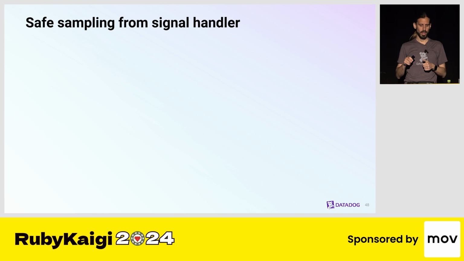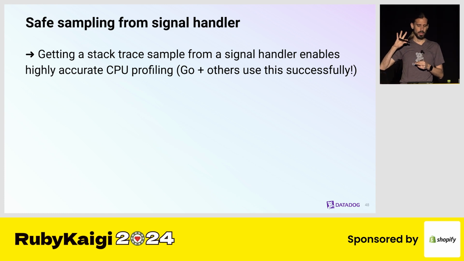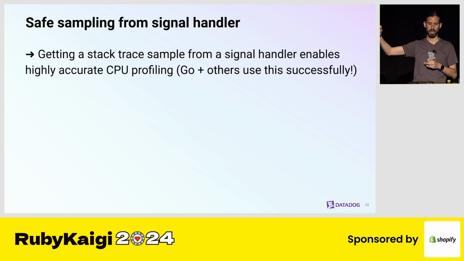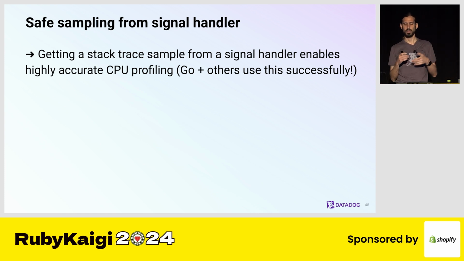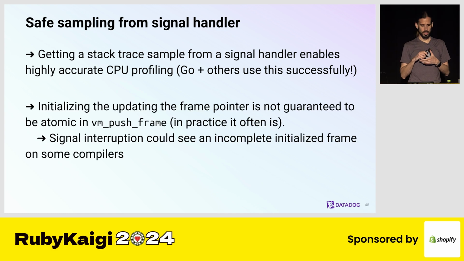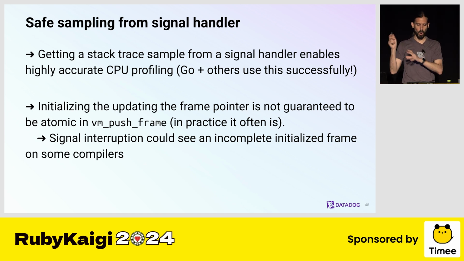The other one that is very interesting is sampling from the signal handler. This is a very specific detail, but if you are able to send a signal to a Ruby thread and get a stack trace from the signal handler directly, and this was discussed yesterday as well, this enables very highly accurate CPU profiling. Go and other runtimes, such as Java, use this very successfully. The thing is that in some cases, it's not guaranteed in Ruby that updating the frame pointer is atomic, so some compilers might do this wrong.